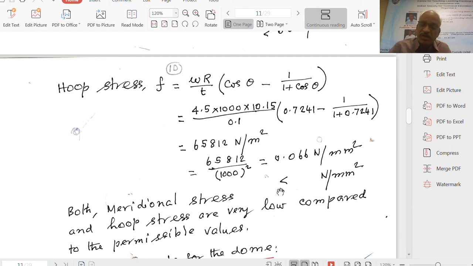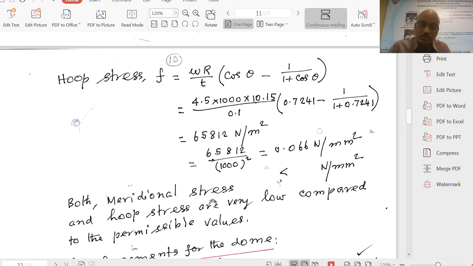About hoop stress, I will tell you, up to a certain angle it will be compressive. Around 51 degrees 51 minutes, I don't remember the value exactly, when the value of theta is less than or equal to 51 degrees 51 minutes, if I am correct, the stress will be compressive. Beyond that, it will be tensile. That is why I have not substituted the stress here. It is compressive only because the angle is less than 51 degrees. So that is another point to be understood.